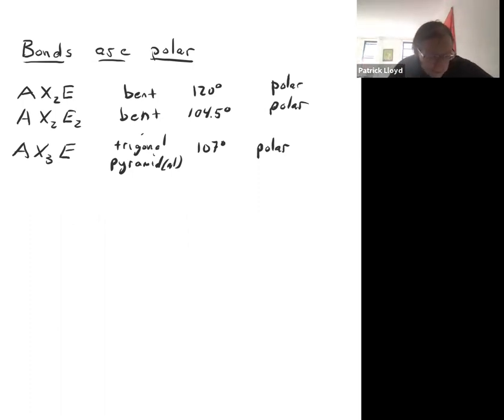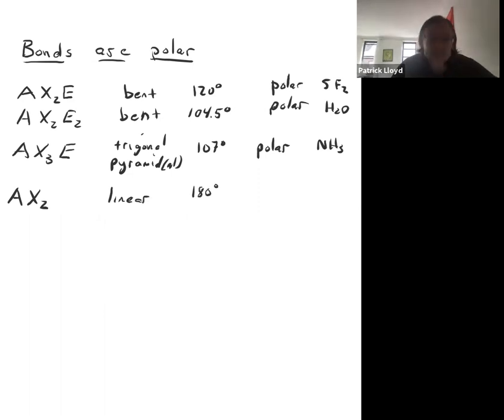Okay, examples: H2O, NH3, and then this would be like SF2. Okay, that's one right there. Now let's look at some of the others. Some of the others were AX2 with no lone pairs. That's linear, 180. We already did this with carbon dioxide. It's nonpolar.